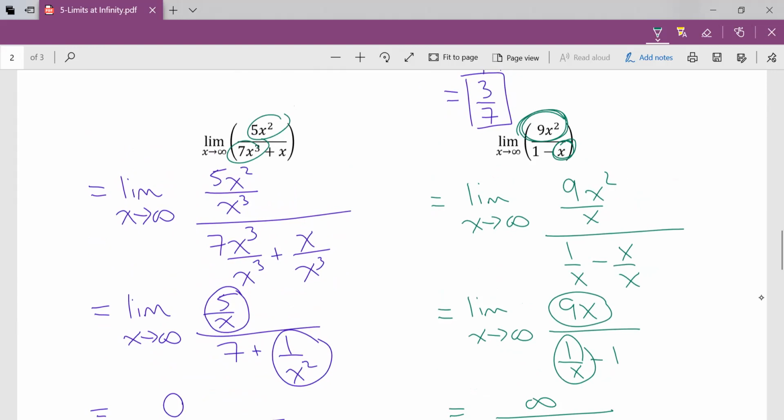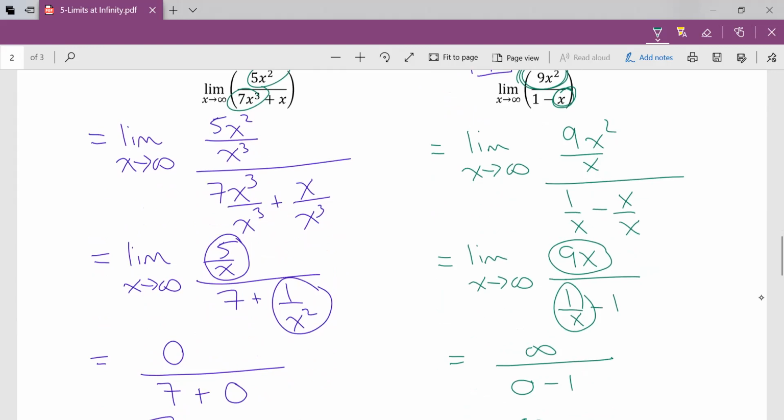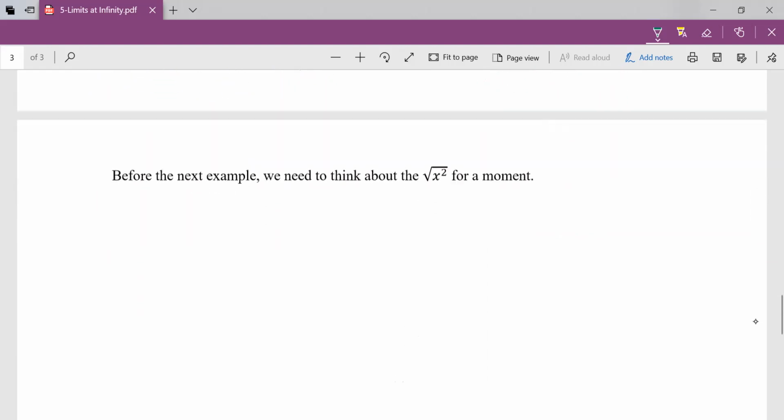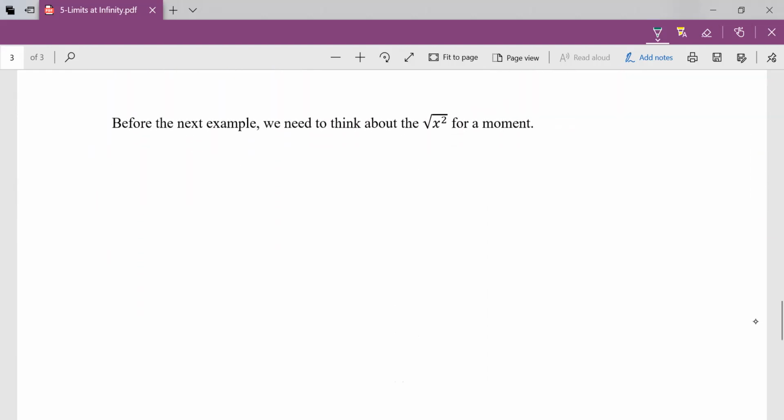Okay, so three different ways to analyze a rational function. That's not too bad. So we're dividing by the highest power in the denominator. All right, there's one last one that we want to take a look at.